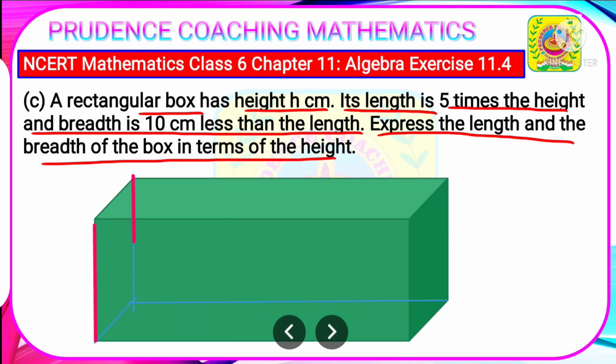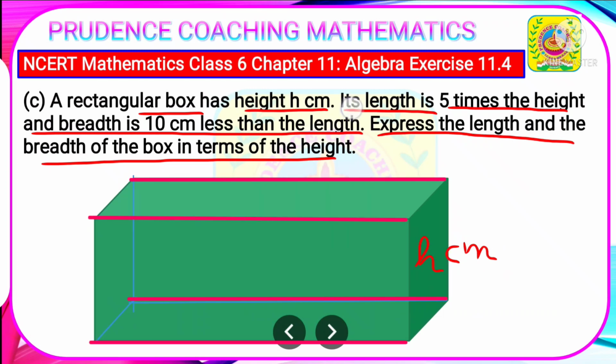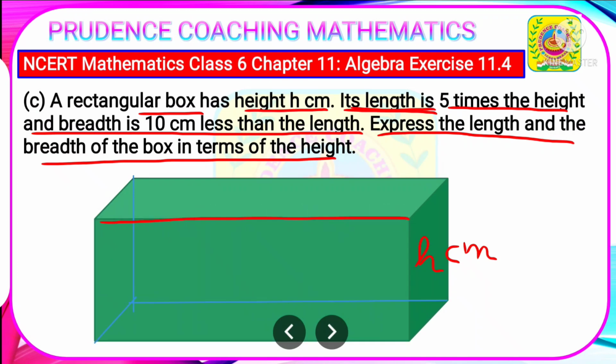So, we are going to assume the height of this particular box to be h centimeter, which is a variable. Now, it is said that the length is 5 times the height. So, these are the length. Length will be 5 times height, that means 5 into h, because height is h. 5 into h means 5h centimeter. You need to give the unit as well.